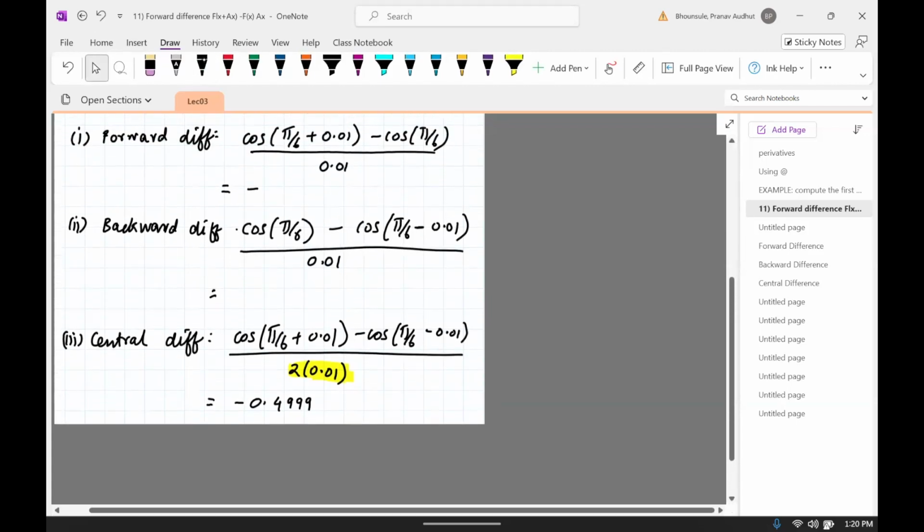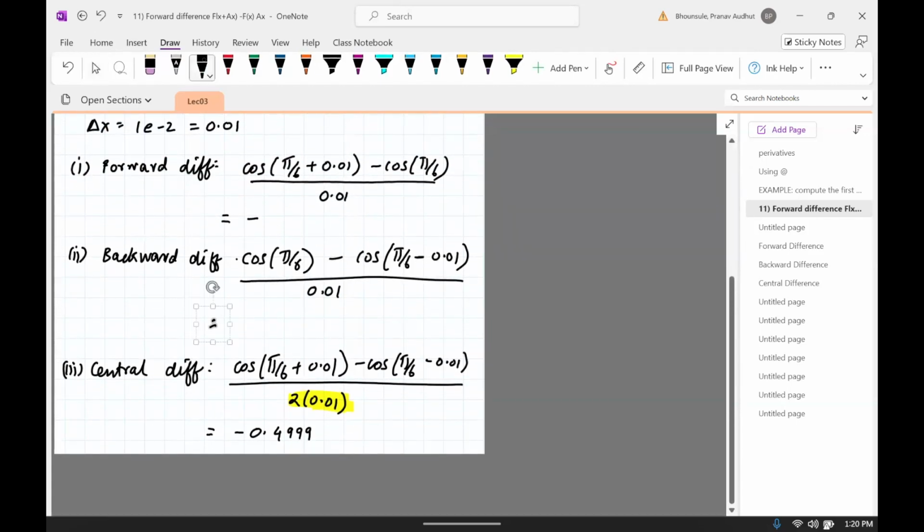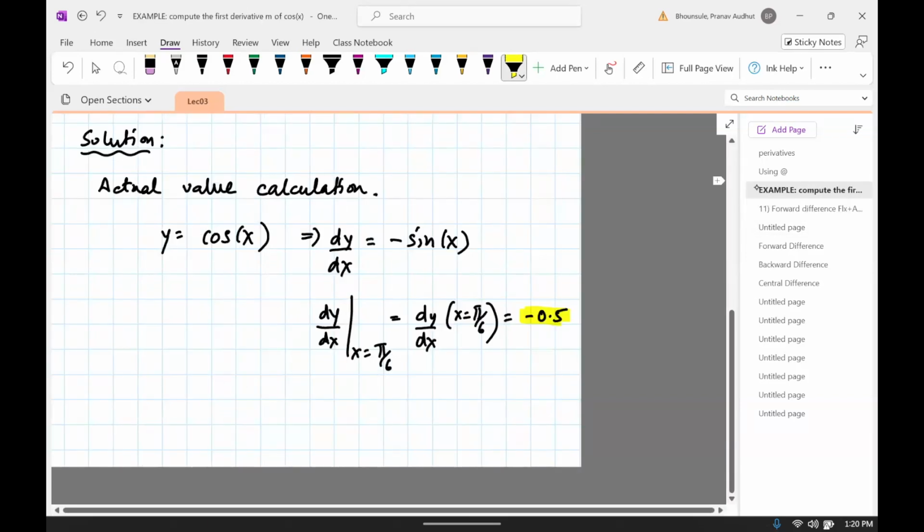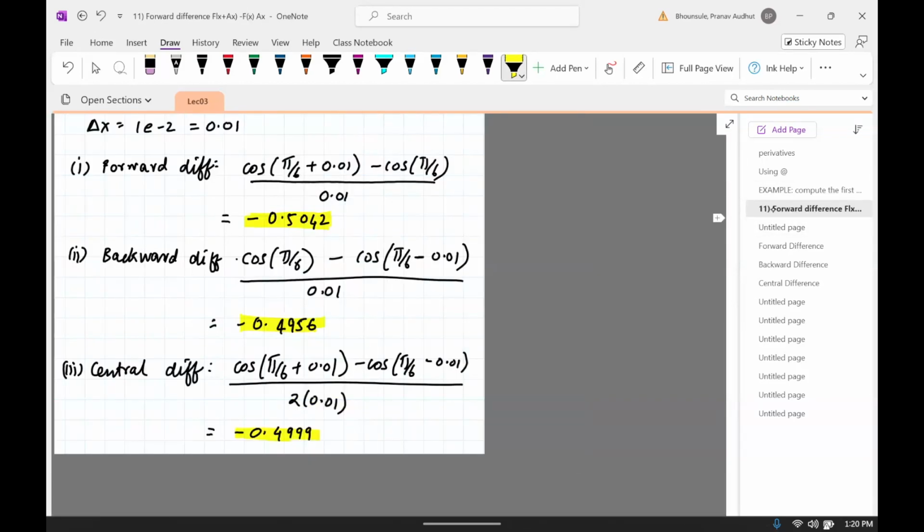And then I'm going to write the other one. So forward difference, I got 0.5042. And then this one I got minus 0.4956. Okay, so let's just think about the answers. So here we have three answers. The true value is negative 0.5. Clearly, the most accurate one is the one right down there, 4999.